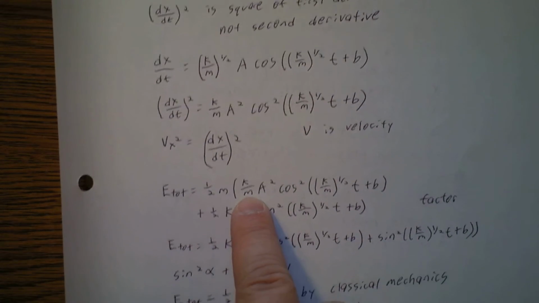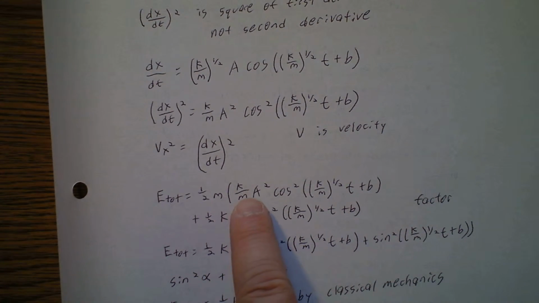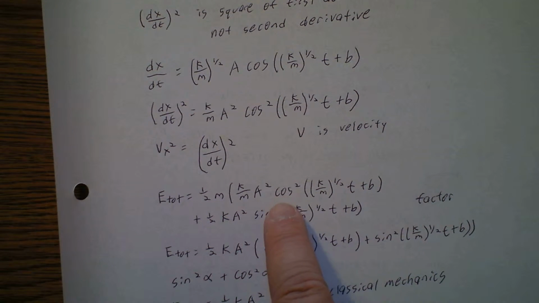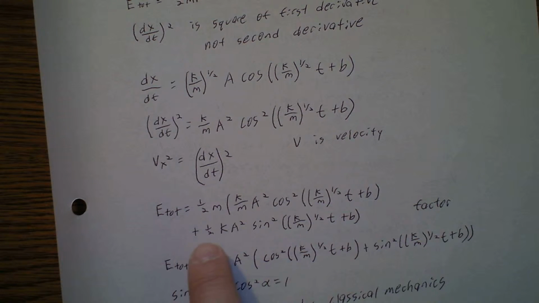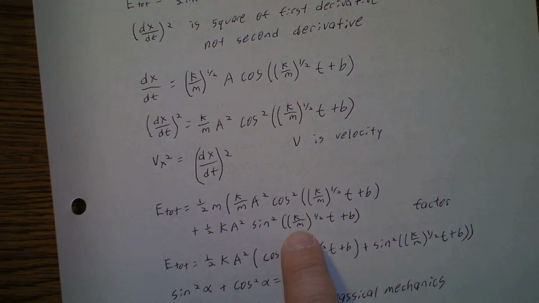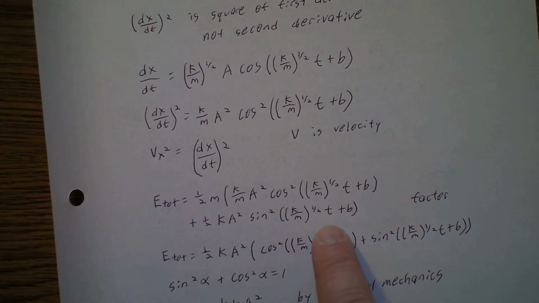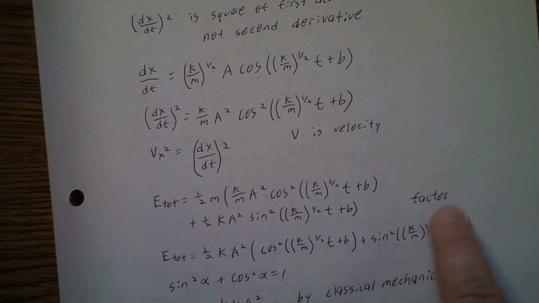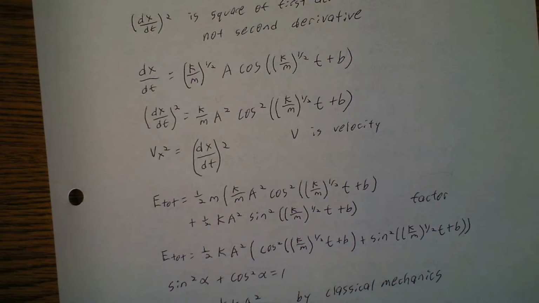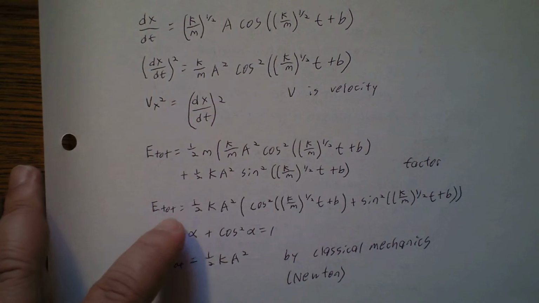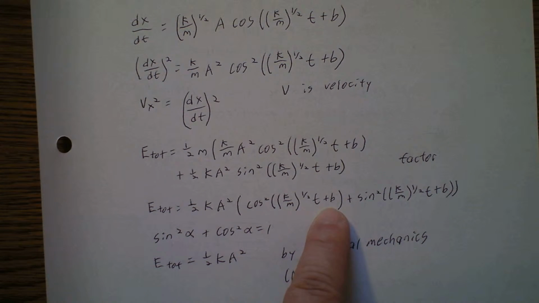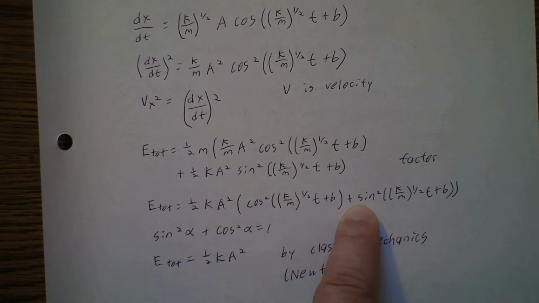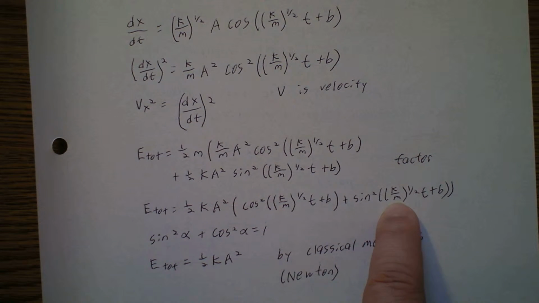Now we have the total energy then is equal to 1/2 mass times k over m a squared cosine squared times the square root of k over m times t plus b plus 1/2 ka squared sine squared times the square root of k over m times t plus b. So we're going to factor this out. We get energy total is equal to 1/2 ka squared times cosine squared times the square root of k over m times t plus b plus sine squared times the square root of k over m times t plus b.